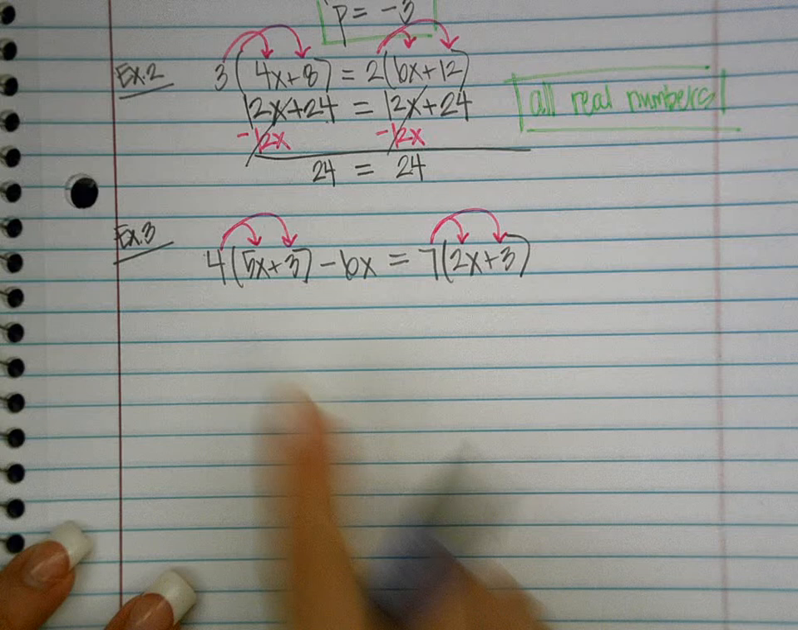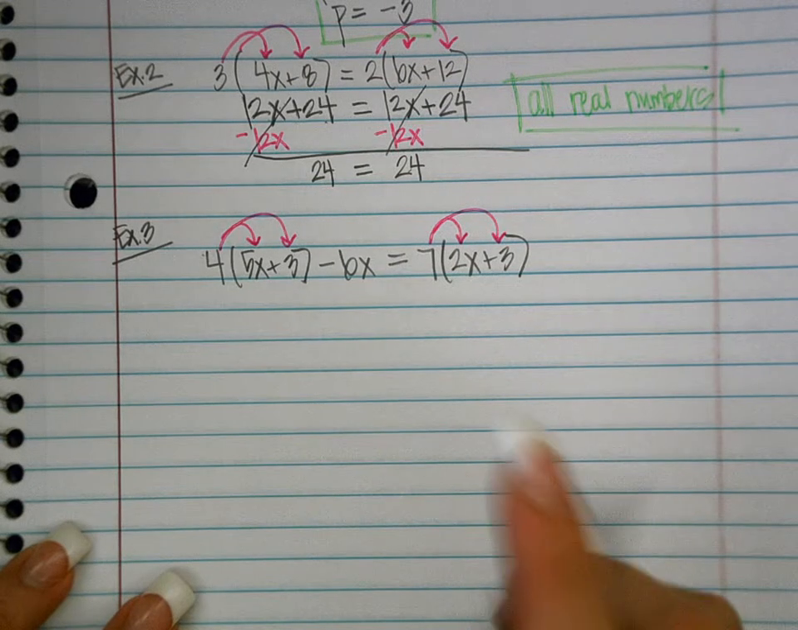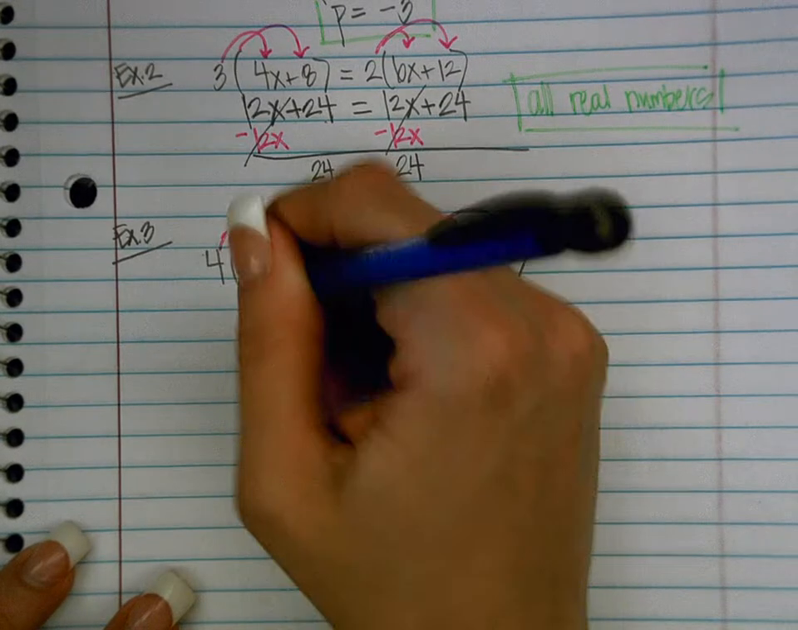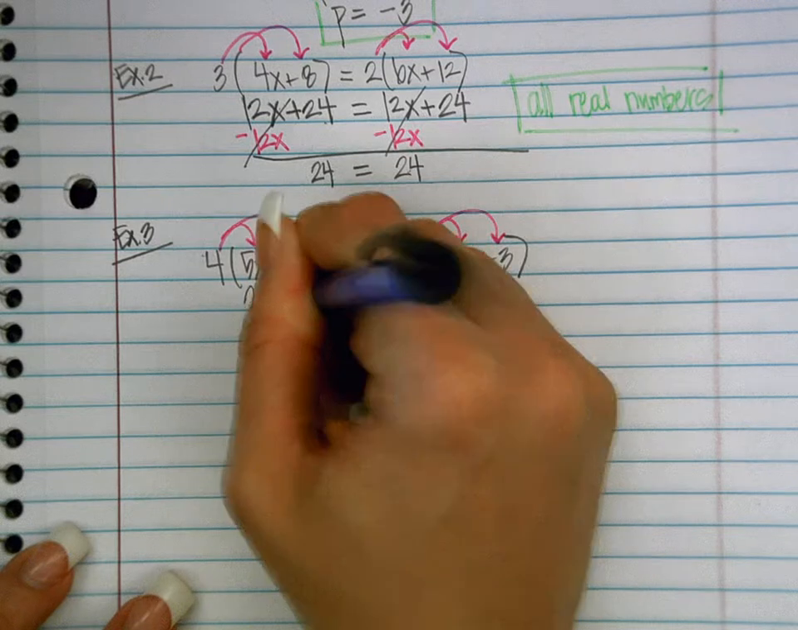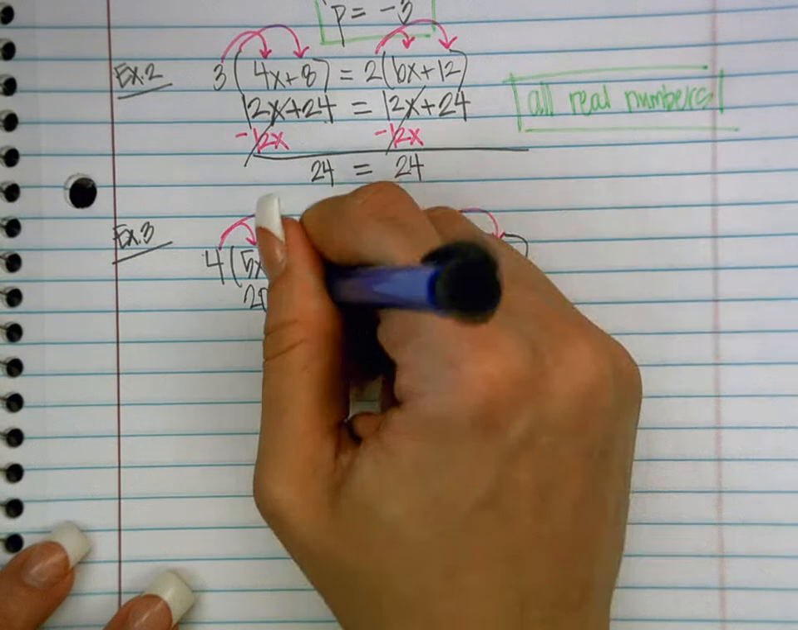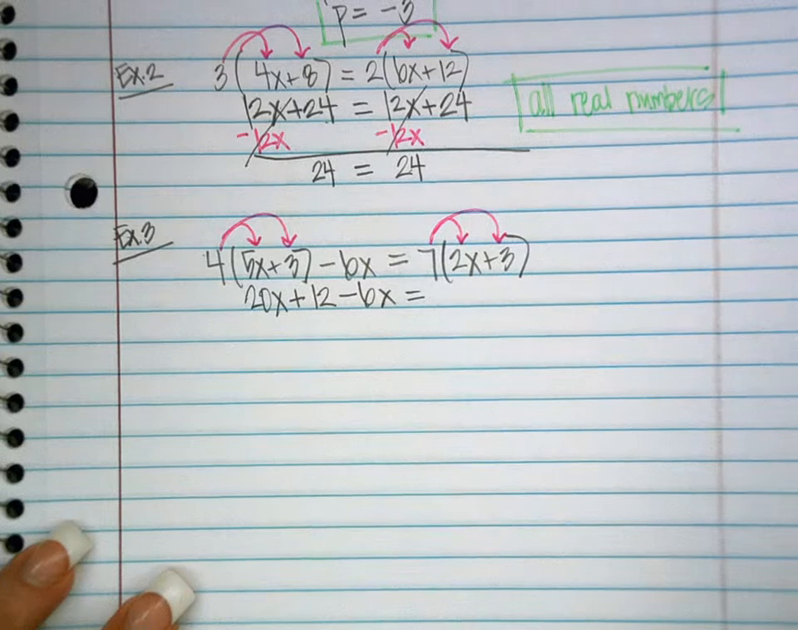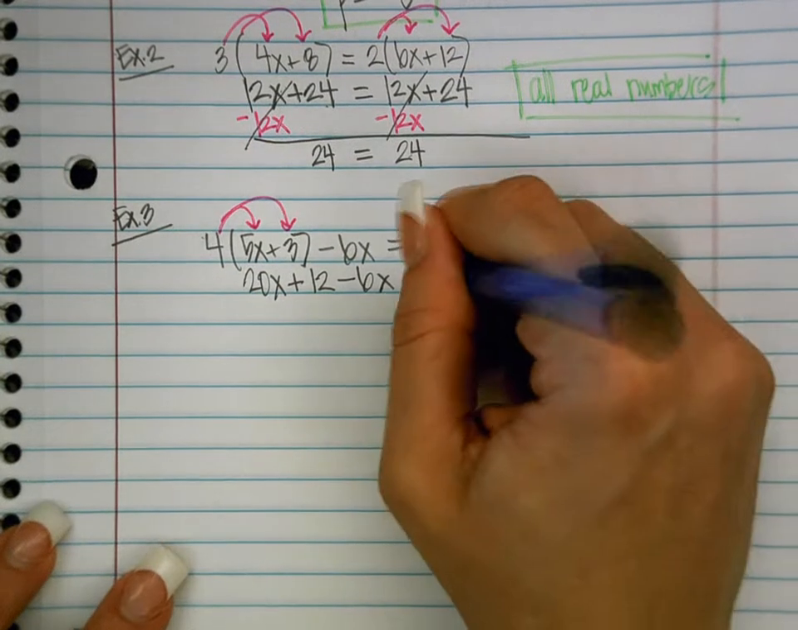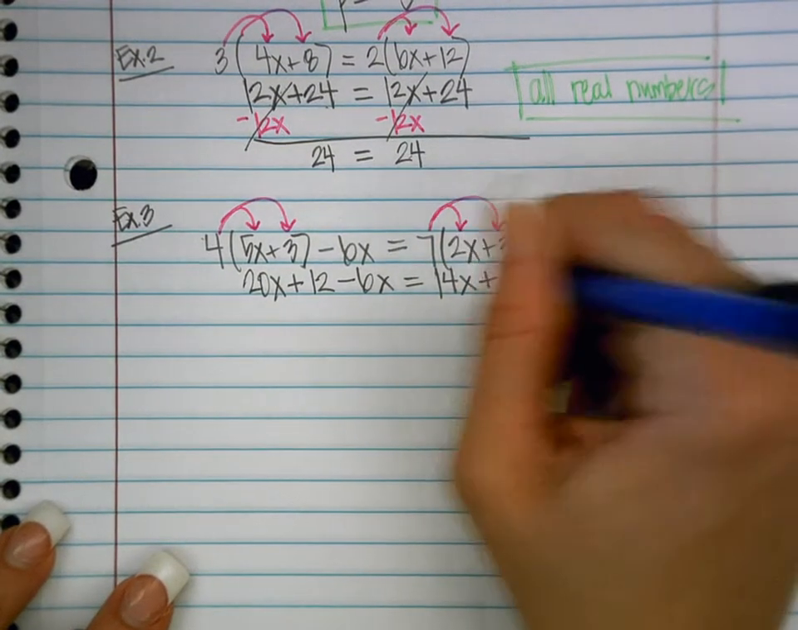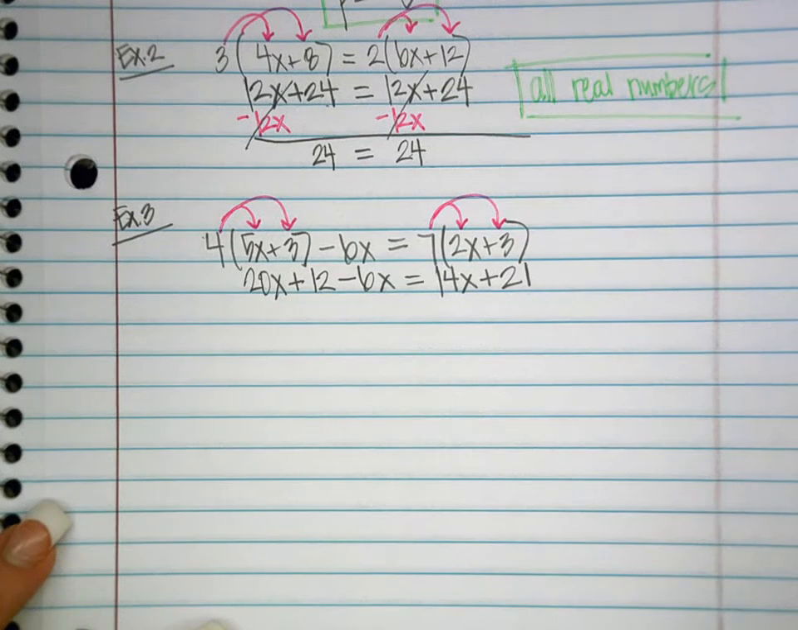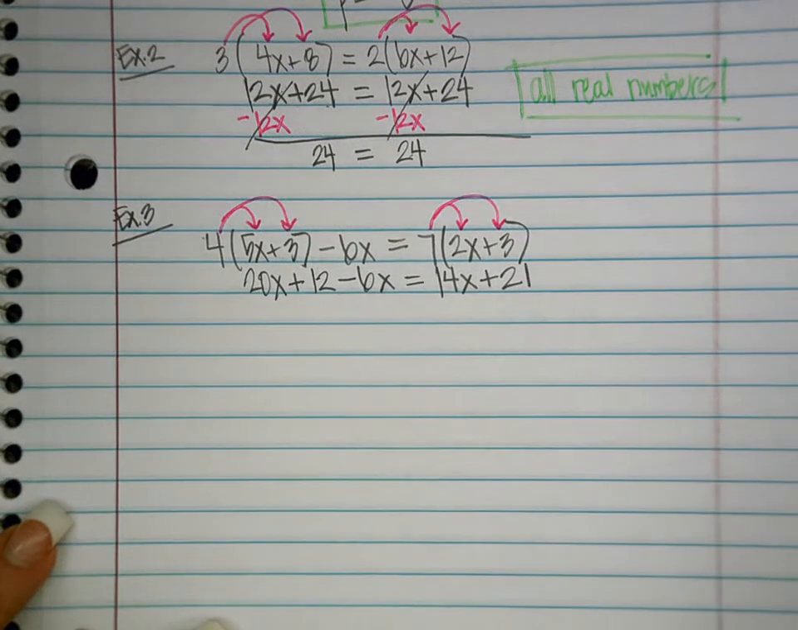So when you distribute, 4 times 5x gives you what? 20x plus 4 times 3 is 12. You still have the minus 6x equals 7 times 2x, 14x plus 21. Then what would you do? There's kind of an extra step in this one.